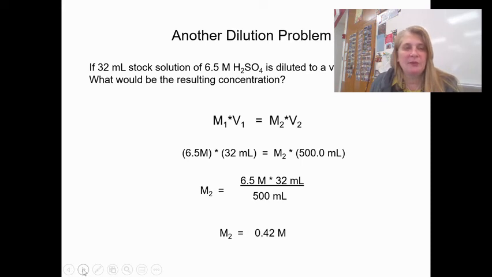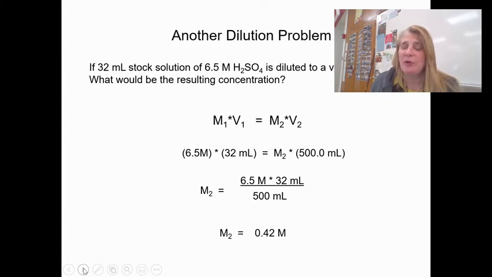Here's another example of a problem. If 32 milliliters of a stock solution of 6.5 molar sulfuric acid is diluted to a volume of 500 milliliters, what would be the resulting concentration? So in this case, we are looking for the final molarity, or M2. So this is, I use MiVi in the first problem equals MfVf. So you can see that they're both the same formulas.